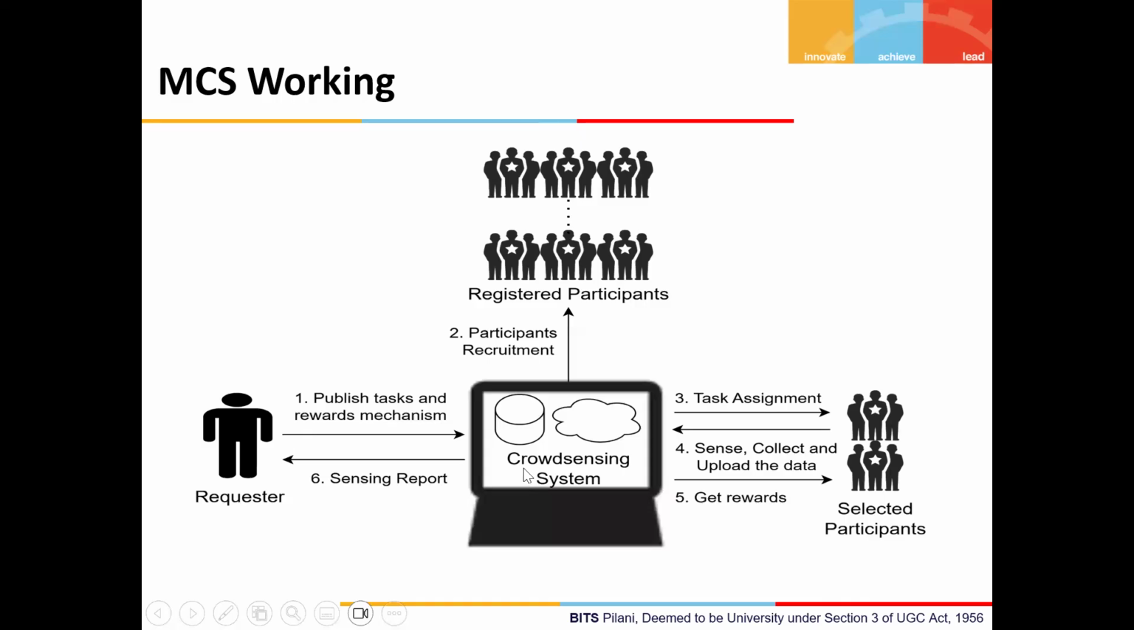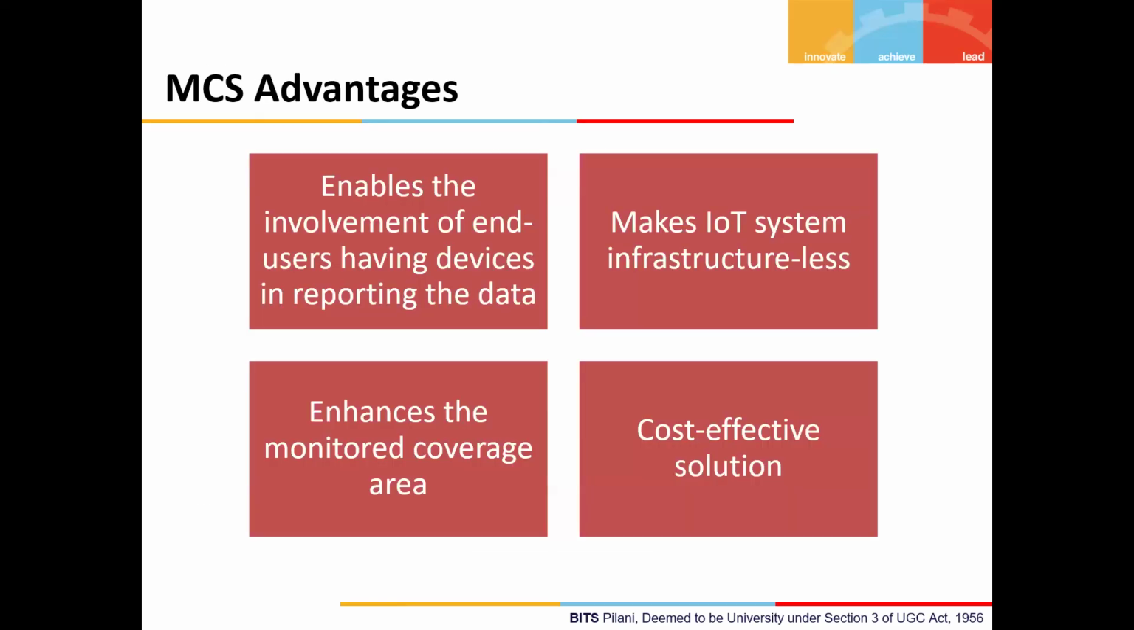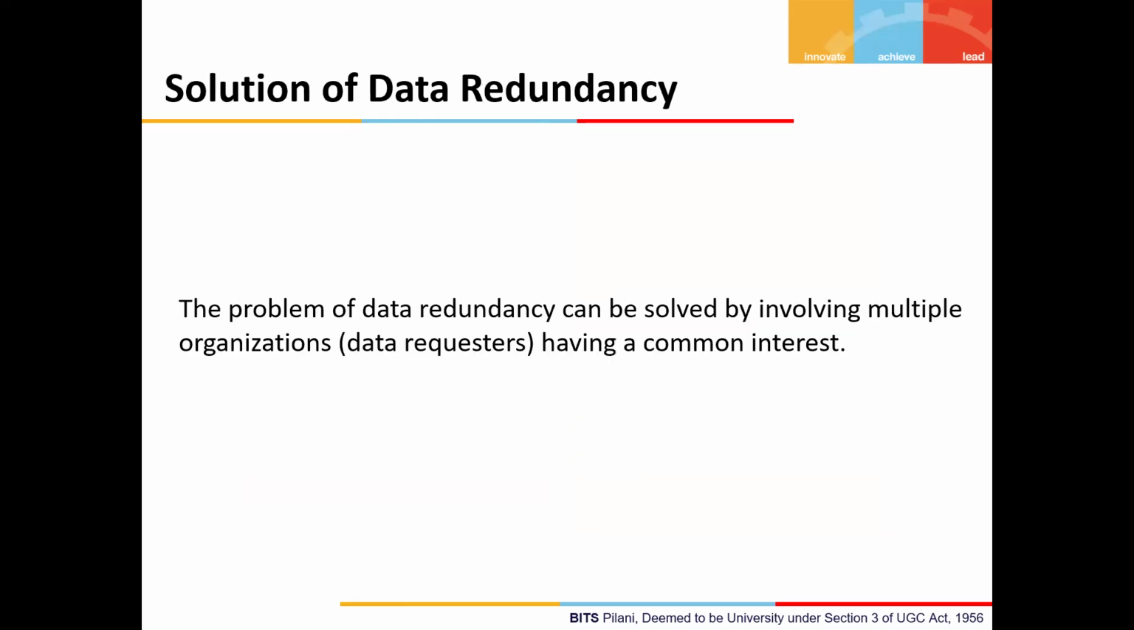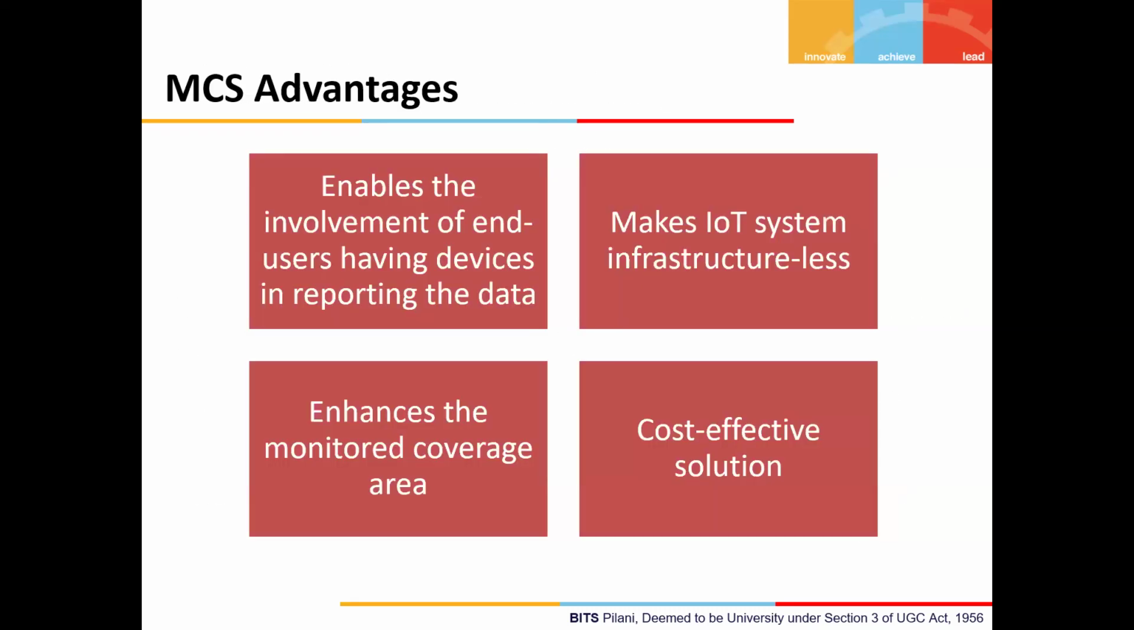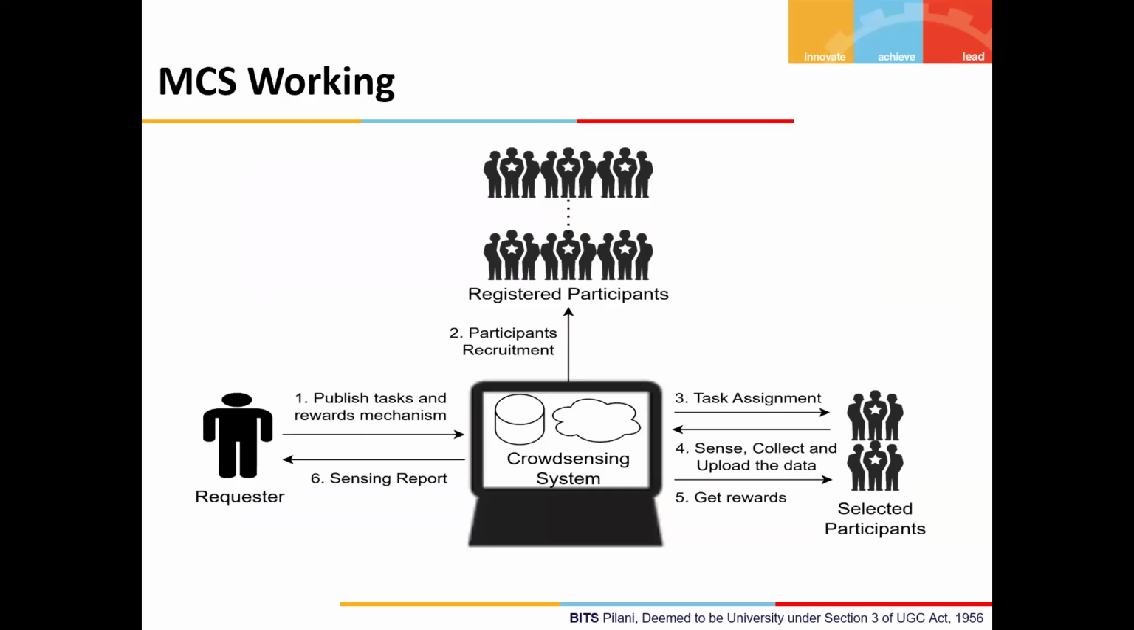And this system at the end will send the sensing report to the requester. So this is how a complete MCS system works, right? So now you will ask why do we need blockchain here, right? This system could be handled in a centralized way, right? So these are the advantages, but we will see what the drawbacks of centralization are later.